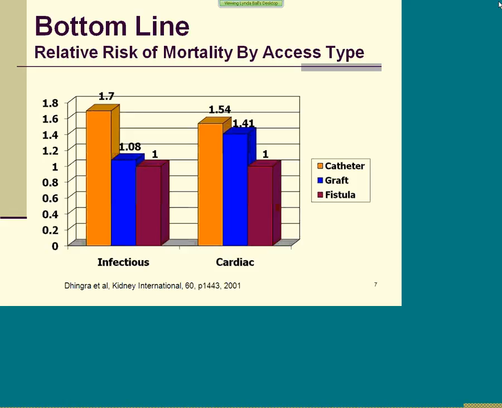And from the cardiac side, to die from a cardiac event, it would be a 54% risk versus a 41% risk for catheters and grafts. So you can see it's really high when we're looking at those particular kinds of death events that occur by access type.